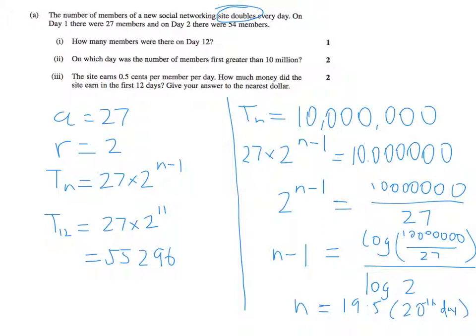Now, part 3 here. The site earns half a cent per member per day. How much money did the site earn in the first 12 days? Okay, well this is going to be a sum question, because it's how much did they earn in the first 12 days. That's the total of the 12 days. What we'll find here is we're going to have to use a sum.